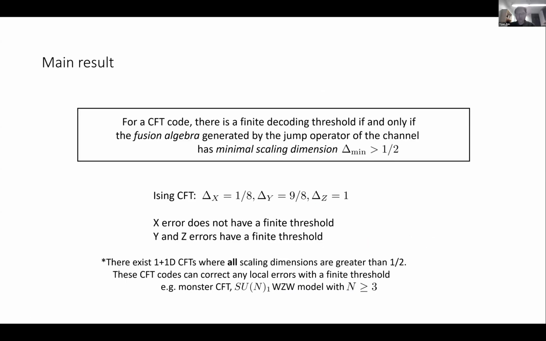So here you could flip your spin in the x direction, the y direction, or the z direction. And I'm claiming that if you are flipping in the y and z direction, then it has a finite threshold. That means you can correct these errors up to some probability of error. On the other hand, if you have x errors, you cannot correct them with a finite threshold. You can still correct a finite number of them, as I have shown you before, but you cannot correct everywhere noise with a finite threshold.